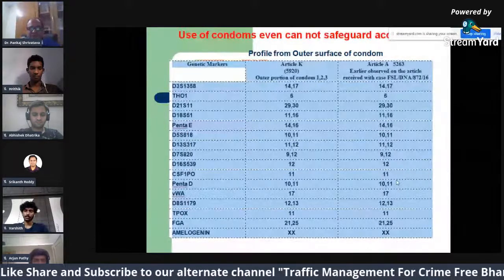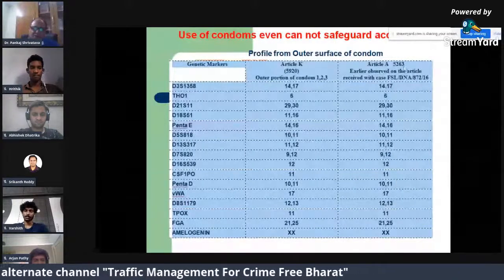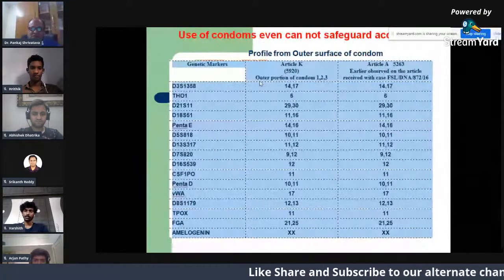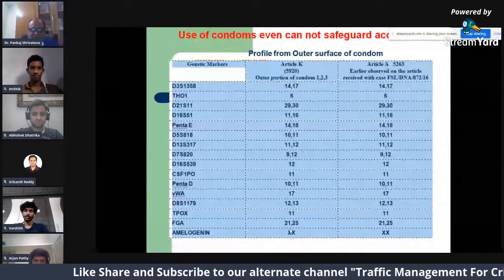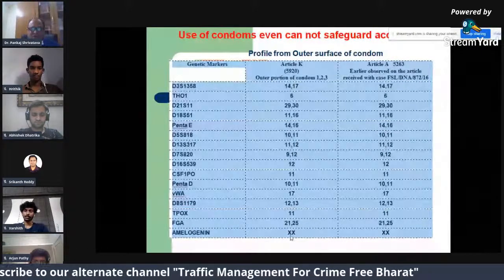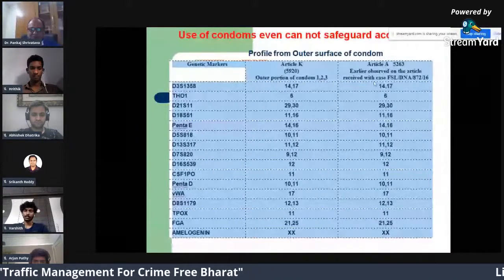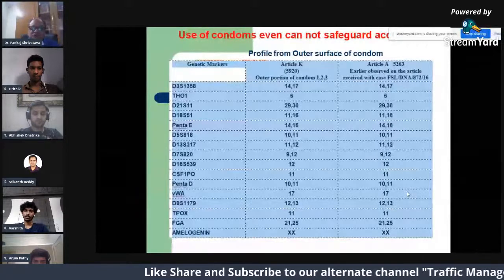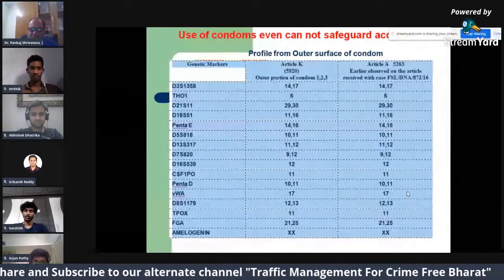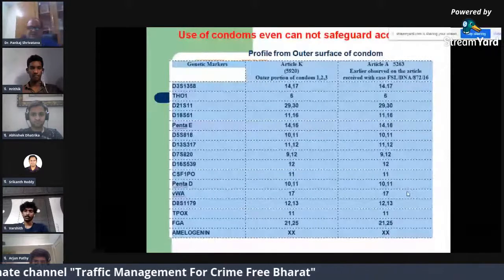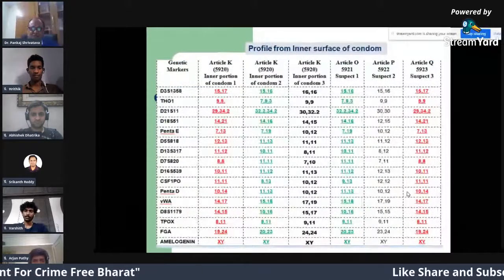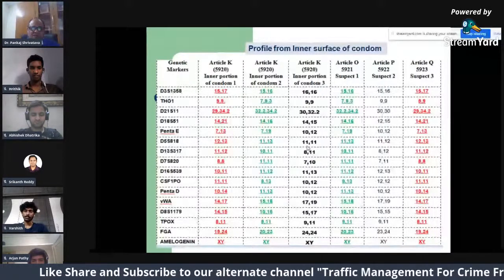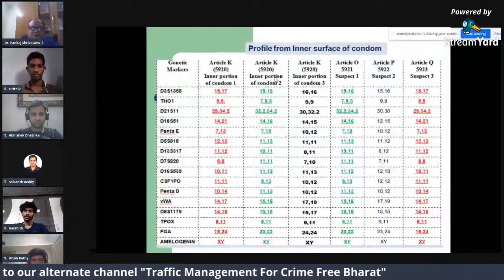Okay, now with this knowledge, just try to see. In this case, as I said earlier, 3 condoms were recovered. You can see here, from the outer portion of condoms 1 to 3, a female profile was generated. The profile was matched with another sample from the same lady, which confirmed that all the 3 condoms were used with the same lady. Now you see the picture observed from the inner portion. This is the inner portion profile from condom 1, this is from condom 2, and this is from condom 3.